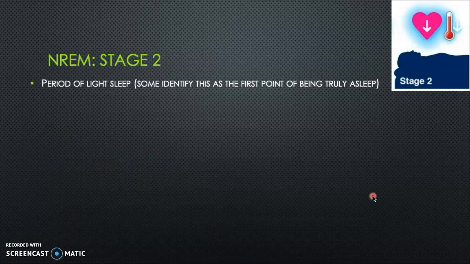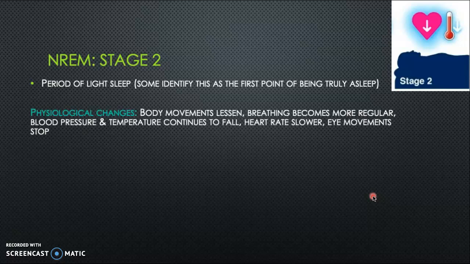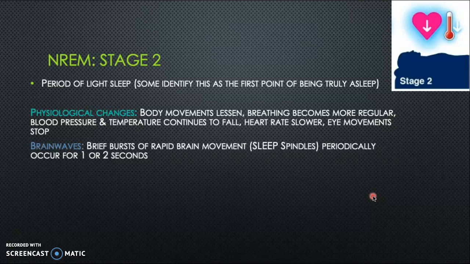Then you start to drift into stage 2. So we call this a period of light sleep, and some people identify it as the first point of being truly asleep. Body movements are lessening, breathing becomes more regular, blood pressure and temperature start to drop, heart rate gets lower, and your eye movements stop at this point, hence non-rapid eye movement sleep. You get brief bursts of something called rapid brain movement or sleep spindles. We mentioned those before, and they're just tiny bursts of brain activity that only last for a second or two.